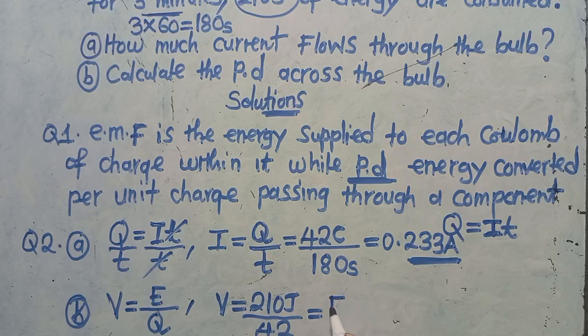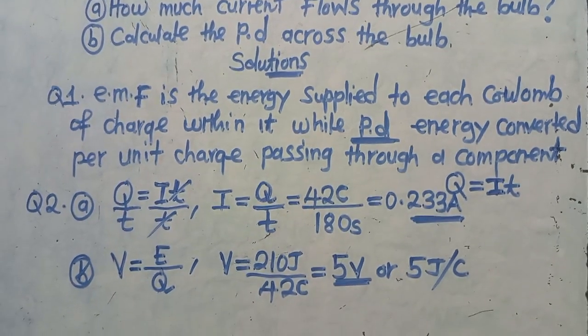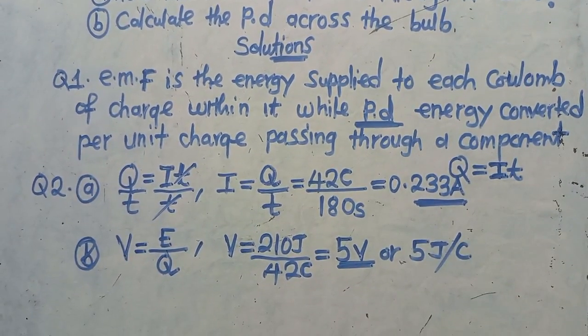So I just say 5 what? 5 volts, or I can say 5 joules per coulomb, because these are 42 coulombs. So it is just one and the same. This is how you answer this particular question. Hope you've seen all these procedures that I was doing. This is something we need to get and understand. This is where we are going to end. I guess you've learned one or two things.